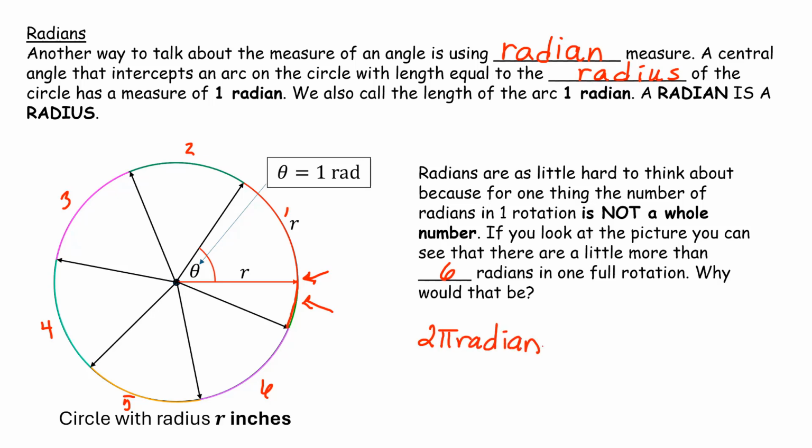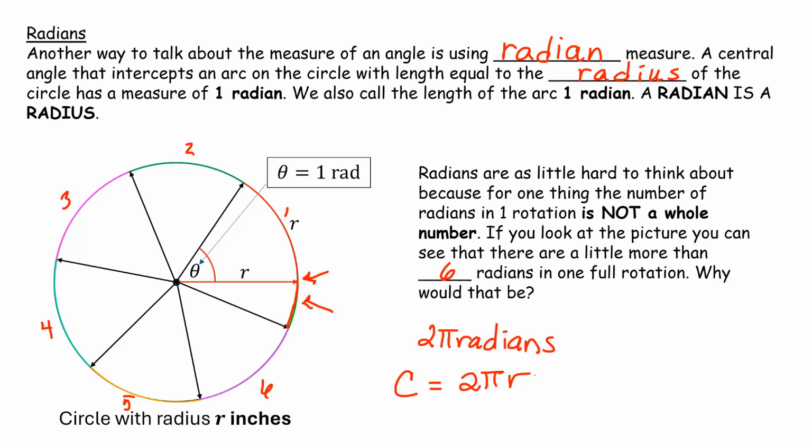So the number of radians around a circle is an irrational number, and that is 2 pi radians, which is about 6, but a little more, because pi is about 3.14. 2 times 3.14 is about 6 and a little more. So why is that true? That is just because the circumference of a circle is equal to 2 times pi times the radius. So the distance around a circle is 2 pi radians.